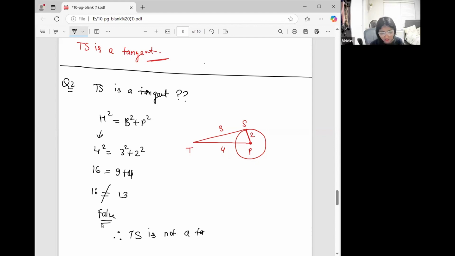So see, if measurements are given and it looks like a tangent, you will not declare it a tangent if it does not follow the Pythagoras theorem. Getting my point?